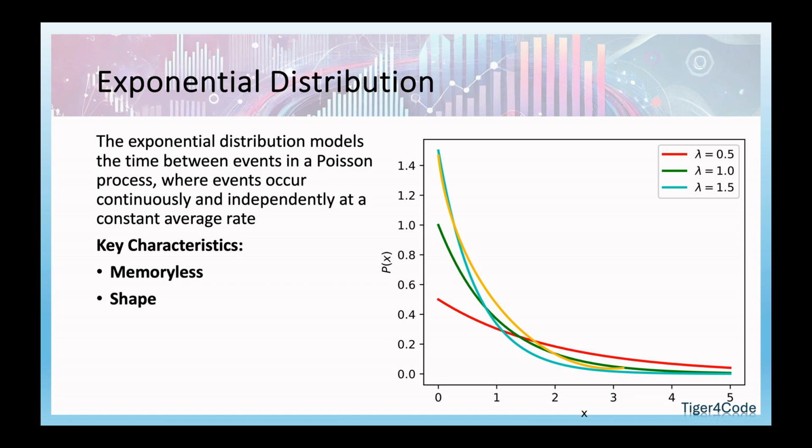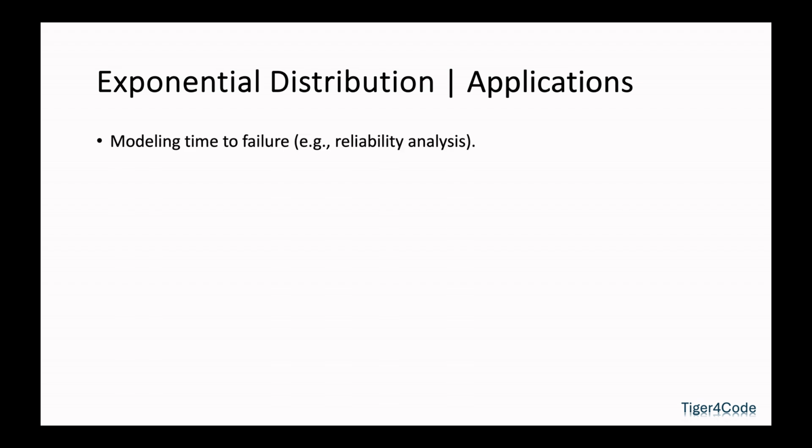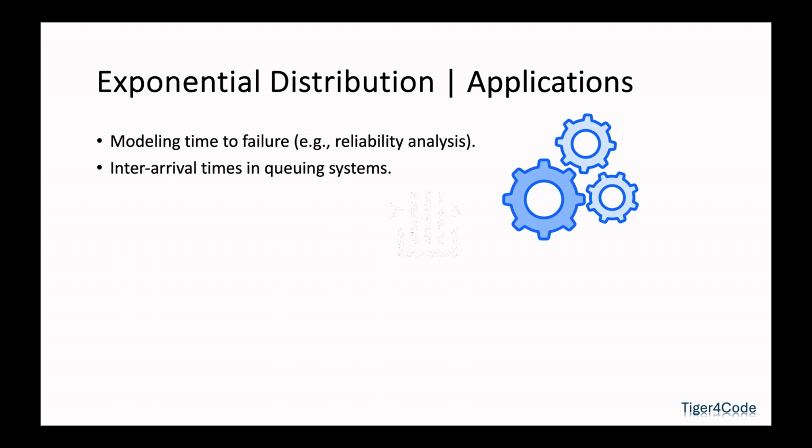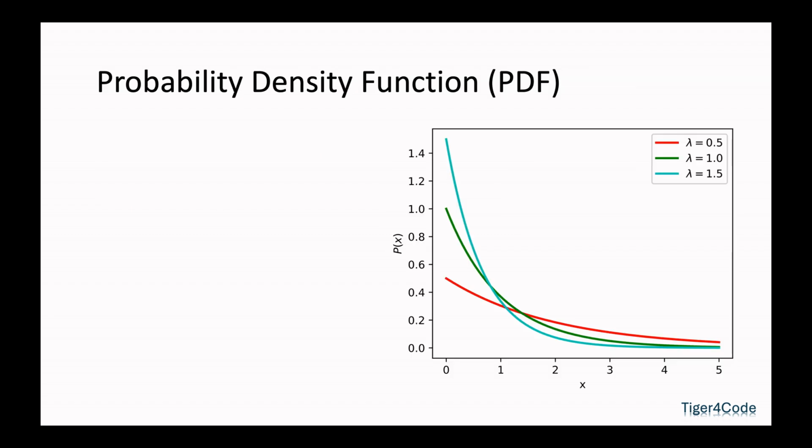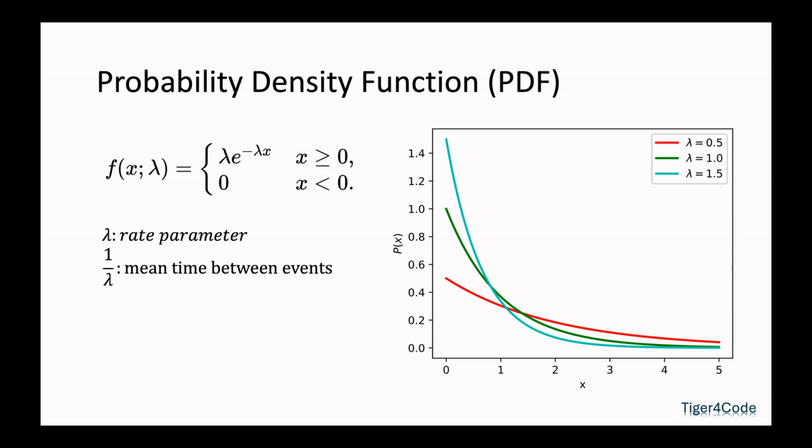It is commonly used in scenarios like predicting the time until a machine breaks down or the time between customer arrivals in a queue. The probability density function, PDF, of an exponential distribution is the following, where lambda is the rate at which events occur. 1 over lambda represents the average time between those events.